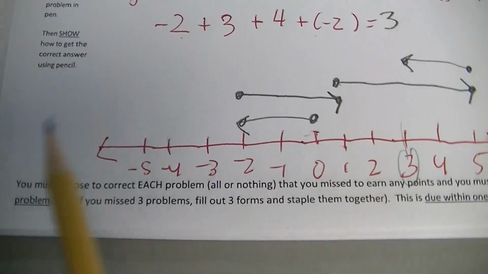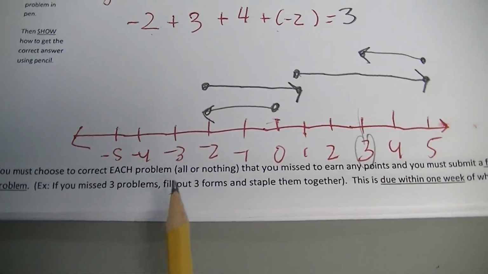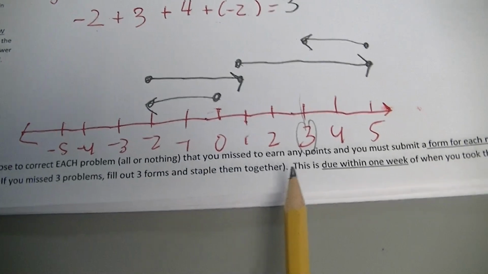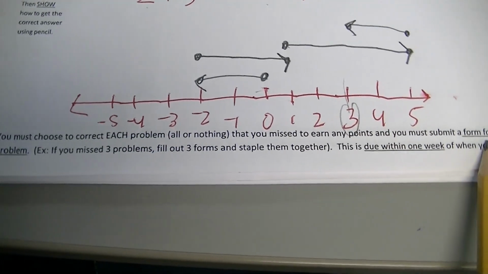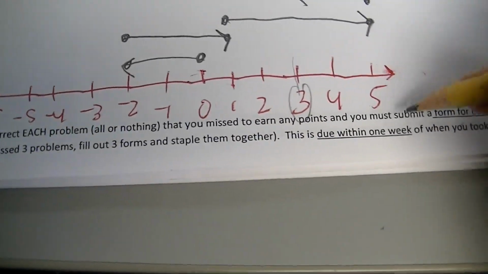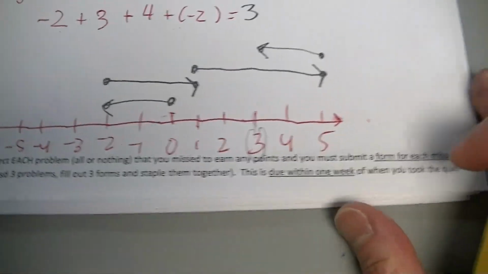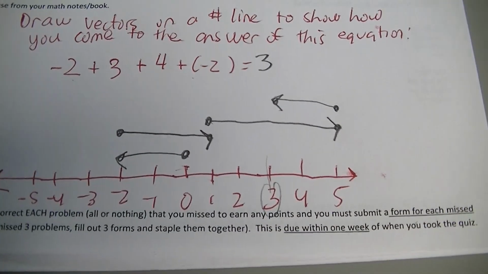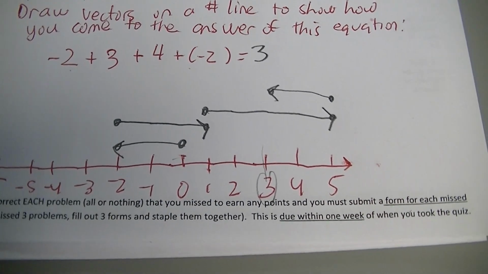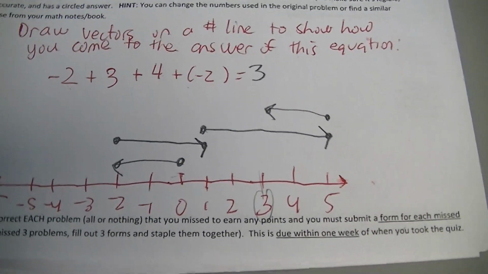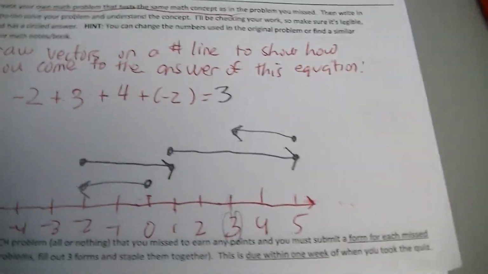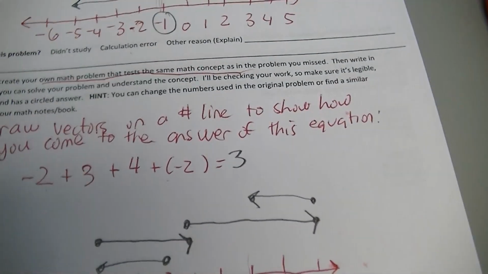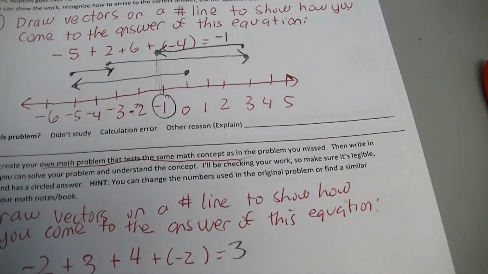Okay, and just a reminder, you've got to choose to correct each problem, all or nothing, that you missed to earn any points, and you've got to submit a form for each missed problem. Okay? And this is due within 1 week of when you took the quiz. That's my advice. But again, I take late work, so basically turn it in before the end of the quarter. But your best thing to do is to turn it in as soon as possible, okay? Because you know you'll have another upcoming quiz shortly after, when we learn more stuff, okay?